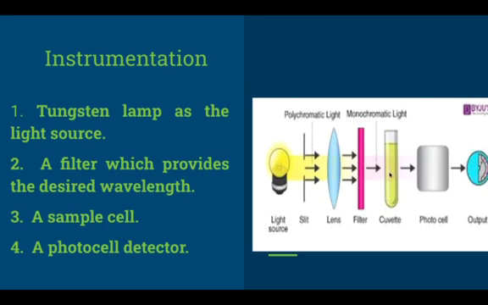Now this light will pass through the sample solution, and the amount of light absorbed by the sample solution will be directly recorded. So the output will show you the absorbance. So the instrument has the parts: the light source, which is a tungsten lamp, then the filter, which allows only the desired wavelength to pass through it, then the sample cell and the photocell detector.